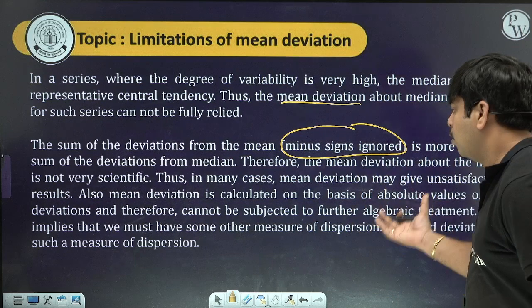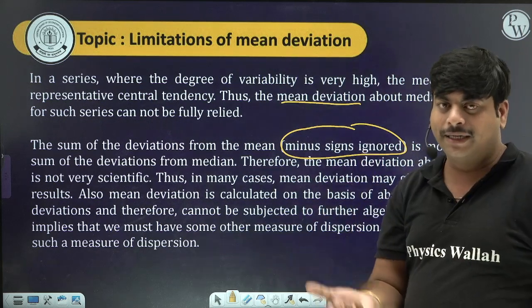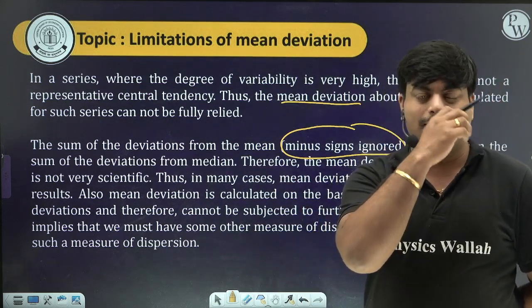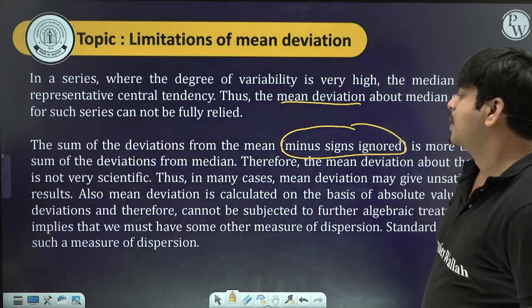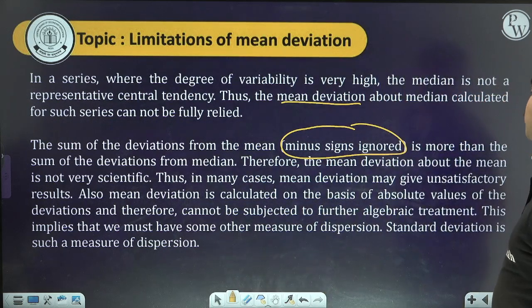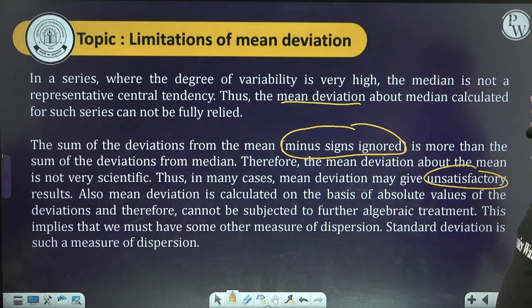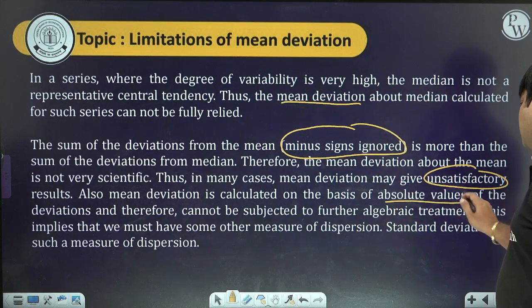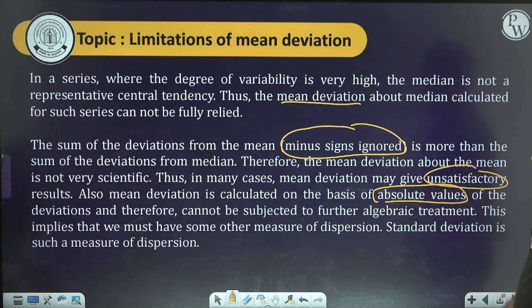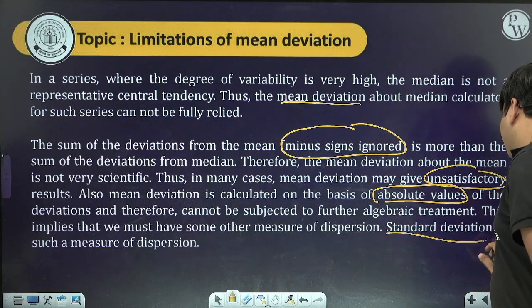Although we have taken all those mean deviations about mean and about median, we are not getting a clear picture of the data, okay? Thus, in many cases, mean deviation may give us unsatisfactory results. Also, mean deviation is calculated on the basis of absolute values, right? We are taking absolute values into consideration, therefore it cannot be subjected to further algebraic treatment. This implies that we must have some other measure of dispersion. Standard deviation is such a measure, okay?